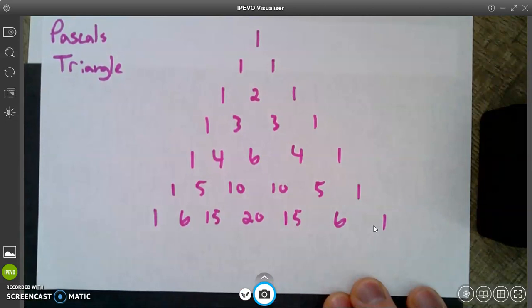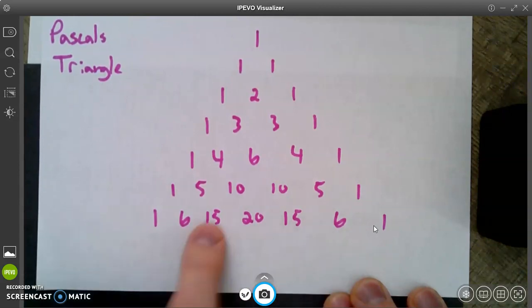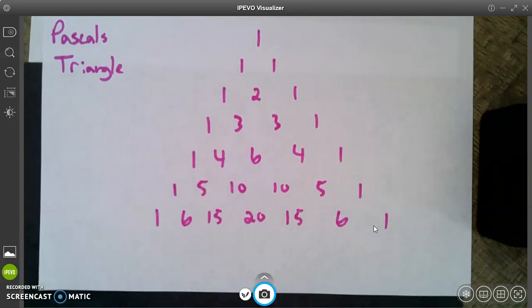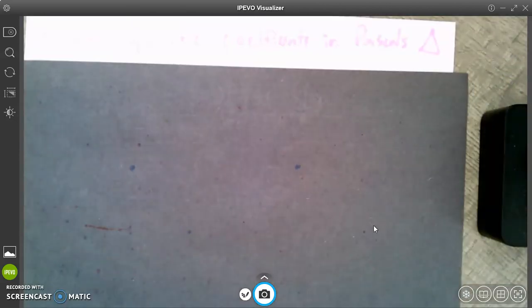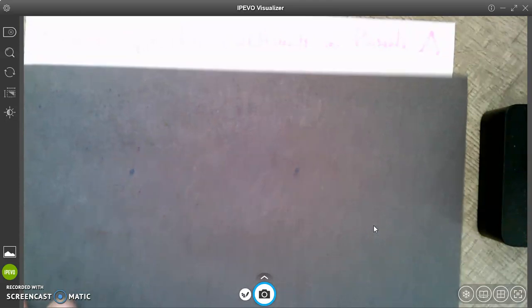Like, I want to know what the 7th term of the 44th row is. We can use this combinatorics, this little formula I'm going to give you in a second, to find that specific term on Pascal's triangle. So let's go ahead and look at it. That's what we're going for. I'm going to give you guys some kind of expansion.